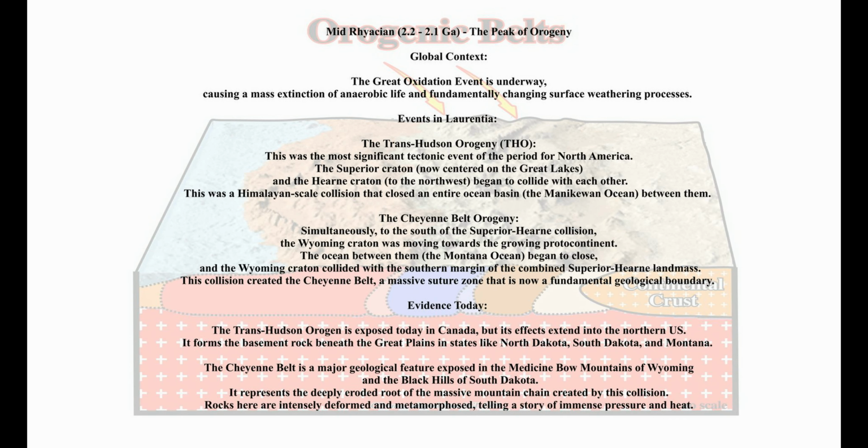This was the most significant tectonic event of the period for North America. The Superior Craton, now centered on the Great Lakes, and the Hearn Craton, to the northwest, began to collide with each other. This was a Himalayan-scale collision that closed an entire ocean basin, the Manicouagan Ocean, between them.